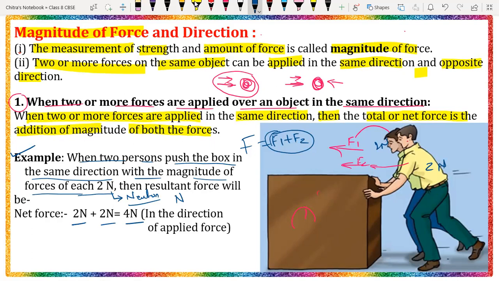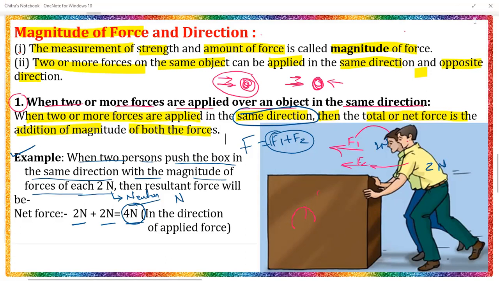So if forces are applied by two persons in the same direction, their net force is equal to the sum of the forces applied by both persons. The resultant force is 4 Newton. This is the first condition, when the force is applied in the same direction. Now we will discuss when the force is applied in the opposite direction. I want everyone to take a screenshot of this first, then we will move further.